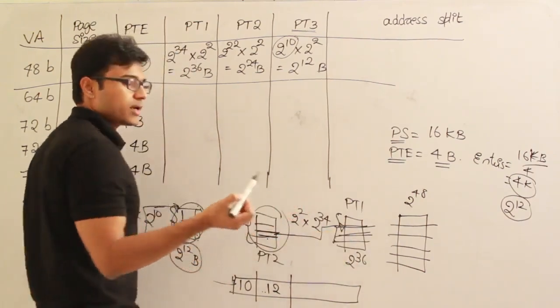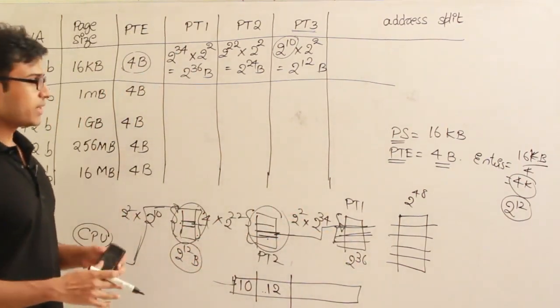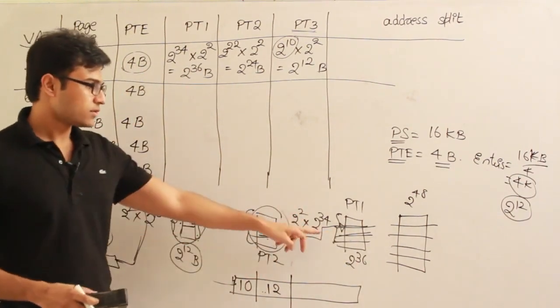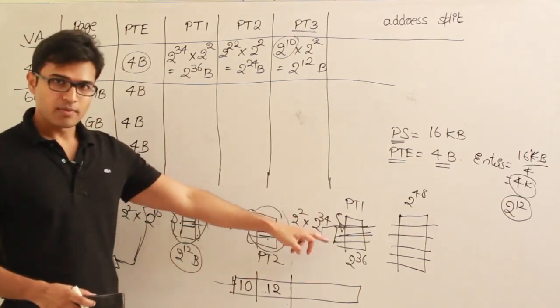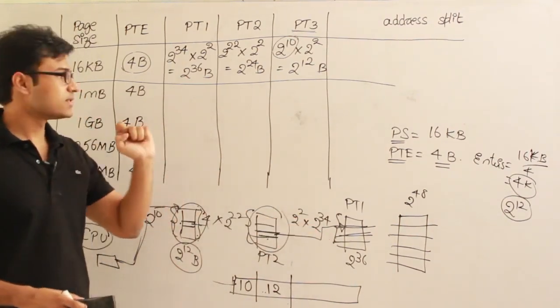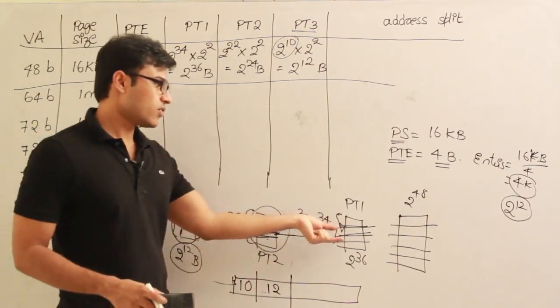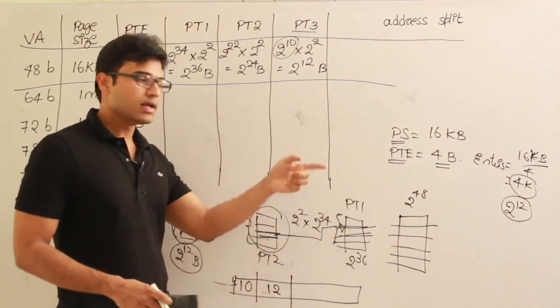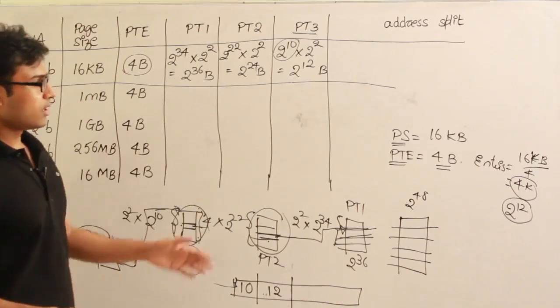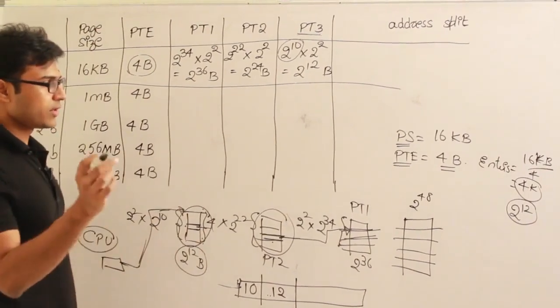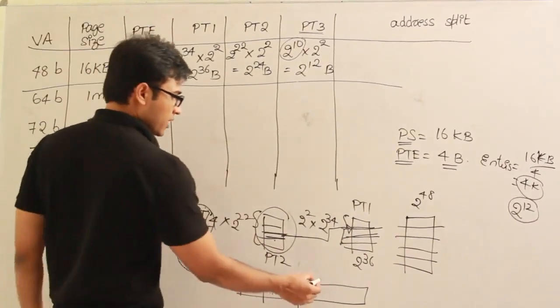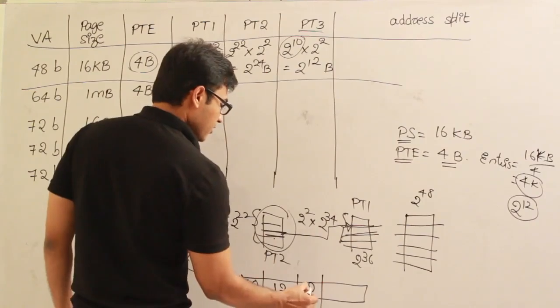But then in order to get into the entry, we have to see how many entries are possible here. Here also each entry size is 4 bytes and the page size is 16 KB. Then how many entries will be present in one page of this page table? Same thing. So how many? 2 power 12 entries. So in order to get one of them, how many bits are required? 12 bits are required. Got it?